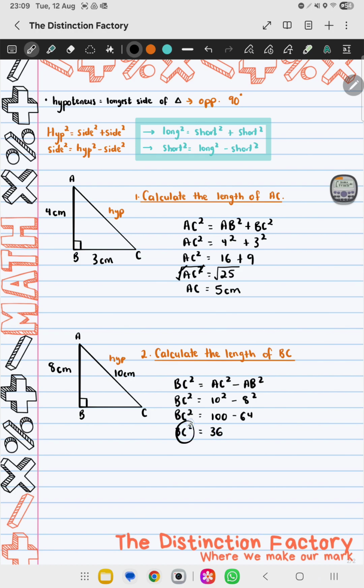However, this solves for BC squared. And again, we just want BC. So I will have to square root both sides of the equation. The square and the square root cancel off with each other, and we are left with BC. The square root of 36 is 6 centimeters. And that would be our answer.